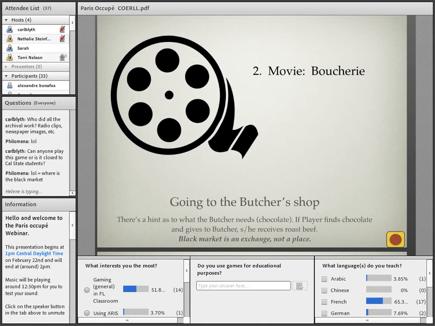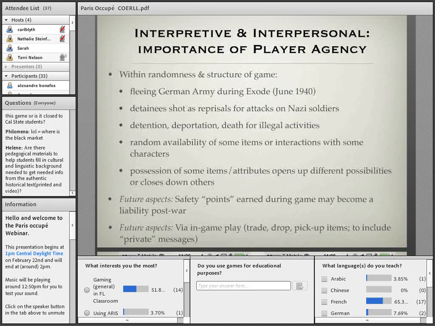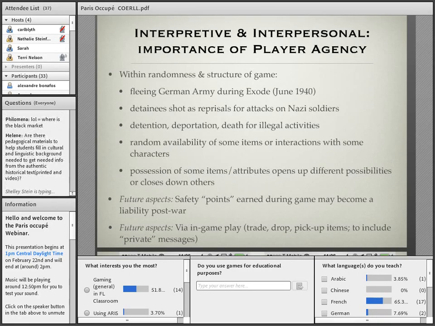I also researched the cost of all of the food. I had to make a guess for how long the line was in different stores, but all of that is as historically accurate as I can make it. So interpretive and interpersonal, it's really important for the students to have that sense of player agency.